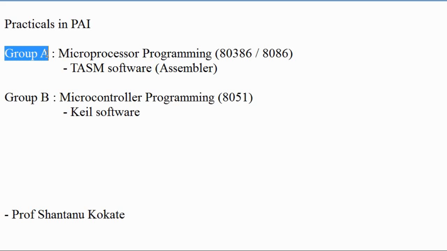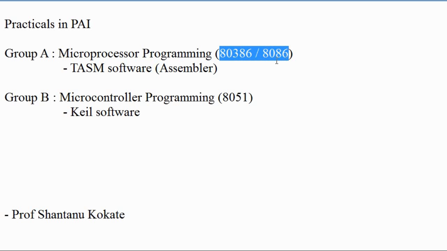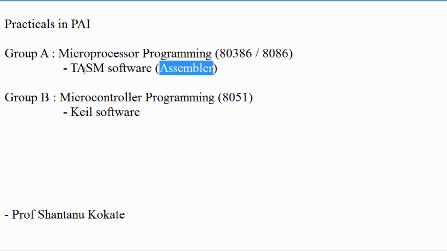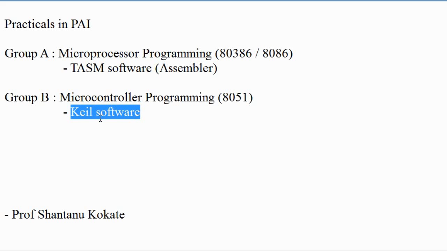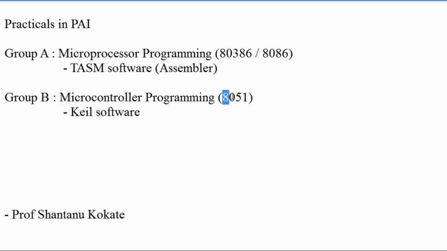Group A was having microprocessor programming. In that we had the 80386 or 8086 microprocessor, and to program that microprocessor we used TASM software, which we can call an assembler also. So in that we have used TASM. Now for group B we will have to use KEIL software. In the microcontroller programming part we are going to program the 8051 microcontroller.